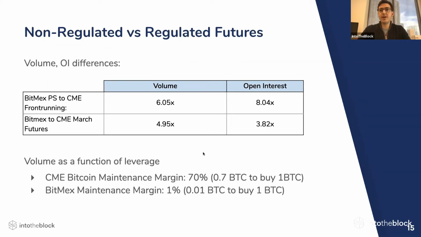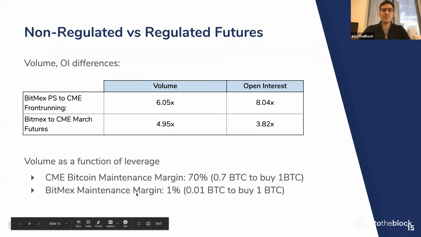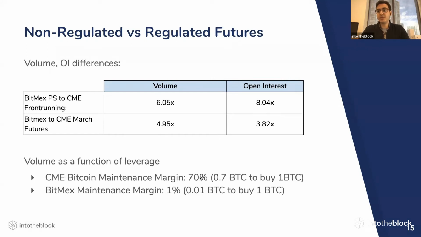And do keep in mind that one of the reasons why volume is so high in non-regulated versus regulated is that volume is a function of leverage. So BitMEX is famous for having 100 times leverage, which translates to the inverse 1% maintenance margin. So essentially, you need 0.01 Bitcoin to buy one Bitcoin futures contract, and in CME, it's the opposite. You need 0.7 BTC to buy one BTC. So this would translate to less than 2x leverage.